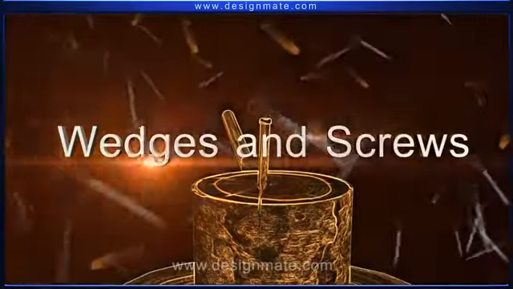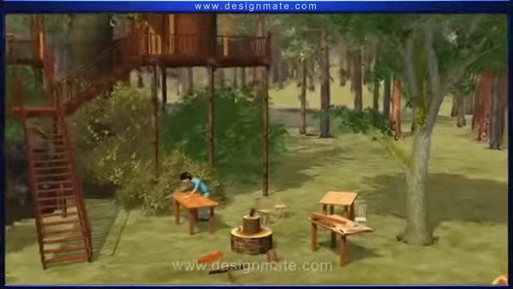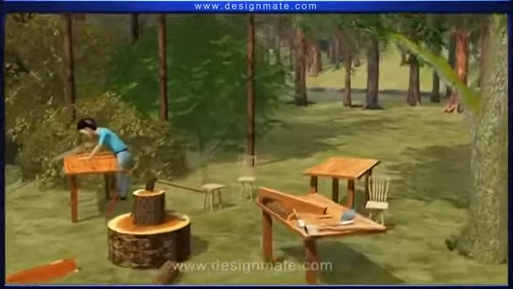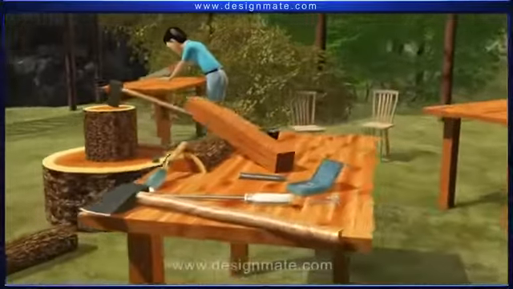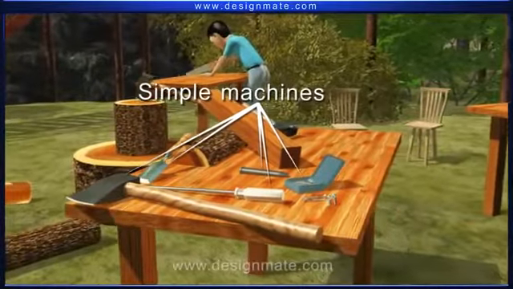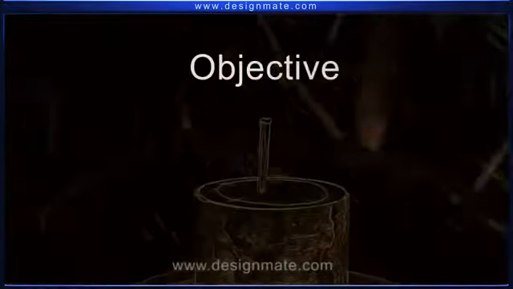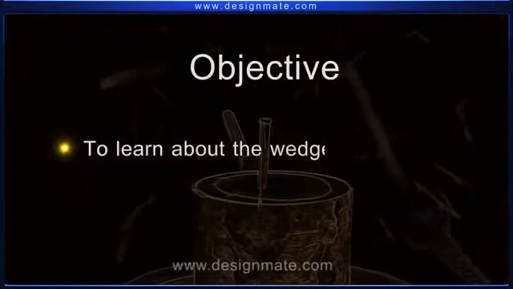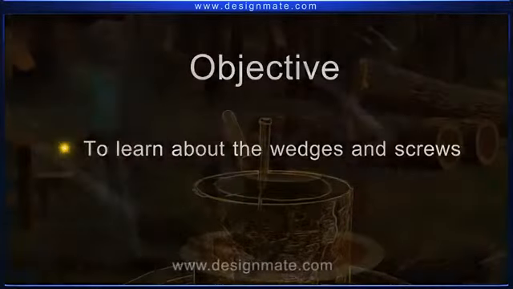Wedges and screws. Mr. Douglas is making a wooden table and some chairs for the backyard with the help of some simple machines. In this topic, we shall learn about the wedges and screws.